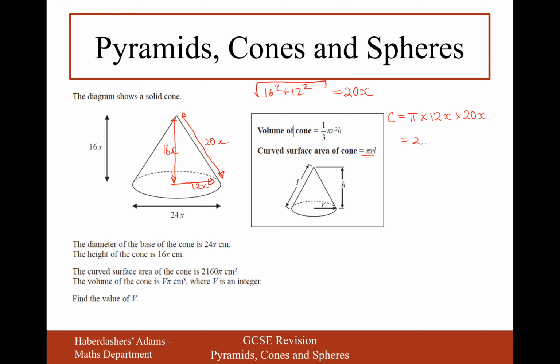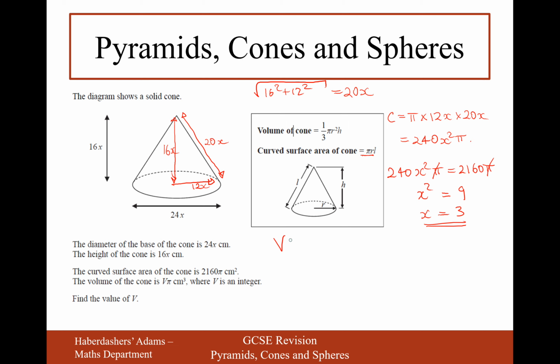So that's going to be 240x squared pi. So let's now set this equal to 2160. So 240x squared pi equals 2160 pi. Let's cancel out the pi's on both sides, and then we'll divide both sides by 240. So 2160 divided by 240 equals 9. It's always nice when that appears as a square number, because you know you're kind of doing it right then. So x equals 3.